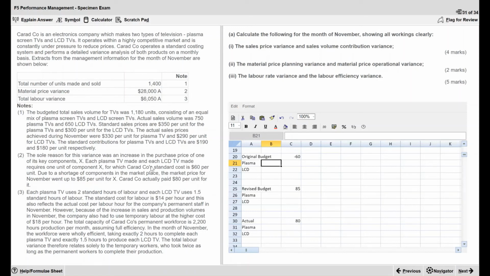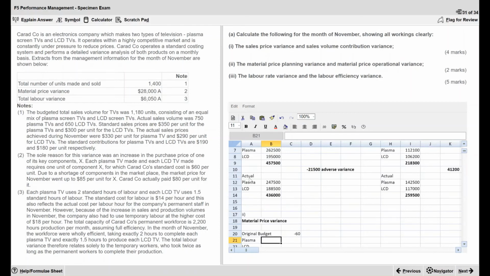So each plasma TV uses one unit of component X. Both of them require one component of X. Each plasma TV made and each LCD TV made requires one unit of component X. Okay, both of them require one. So how many units did we sell? Actual sales during November were 750, which you actually have here.